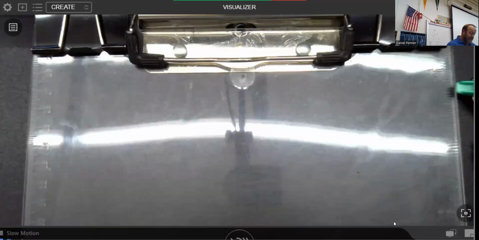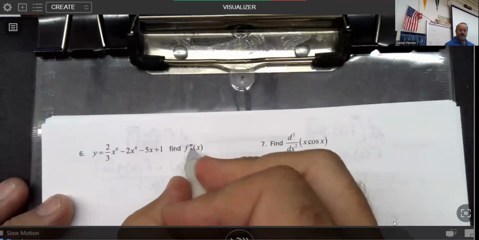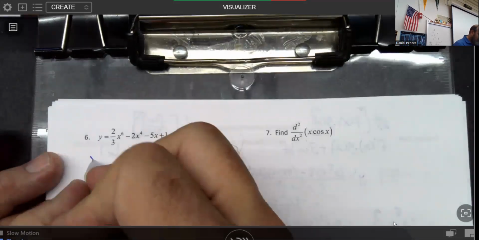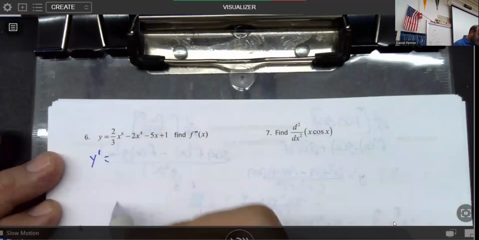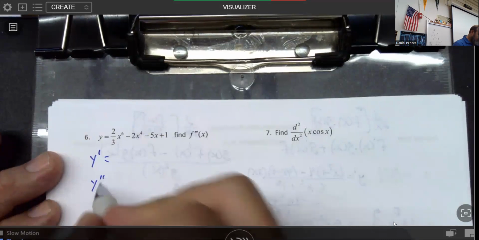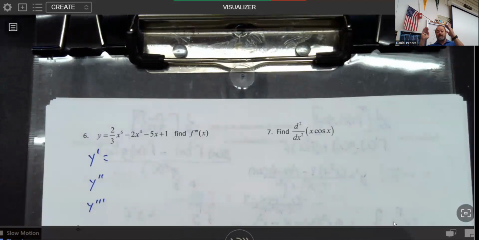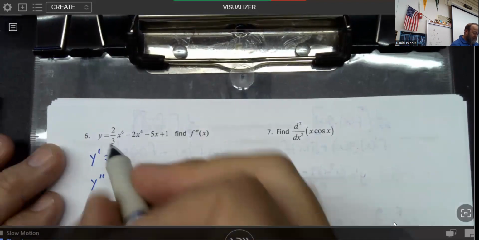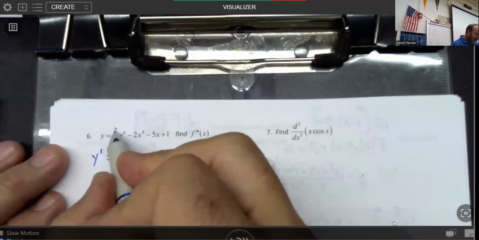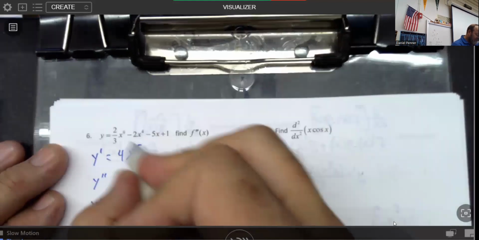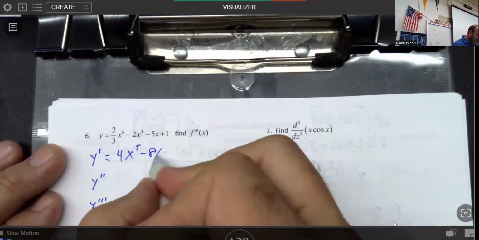So right here, I'm asking you to take f triple prime. In other words, the third derivative. So I'm going to write y prime. Then I'm going to find y double prime, and then I'm going to have y triple prime. There is no way that you can go straight from the original all the way down. You just have to do it one at a time to get there. But power rule says 6 times 2 is 12, divided by 3 is 4. 4 times 2 is 8, and 5.